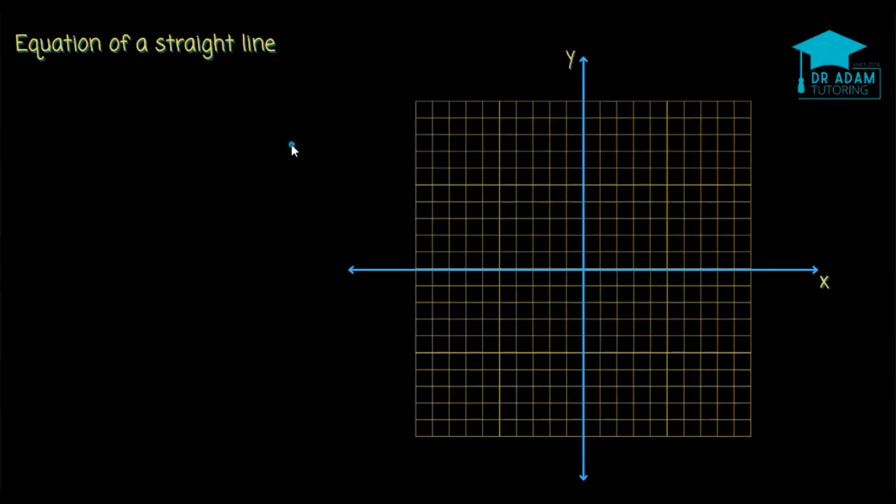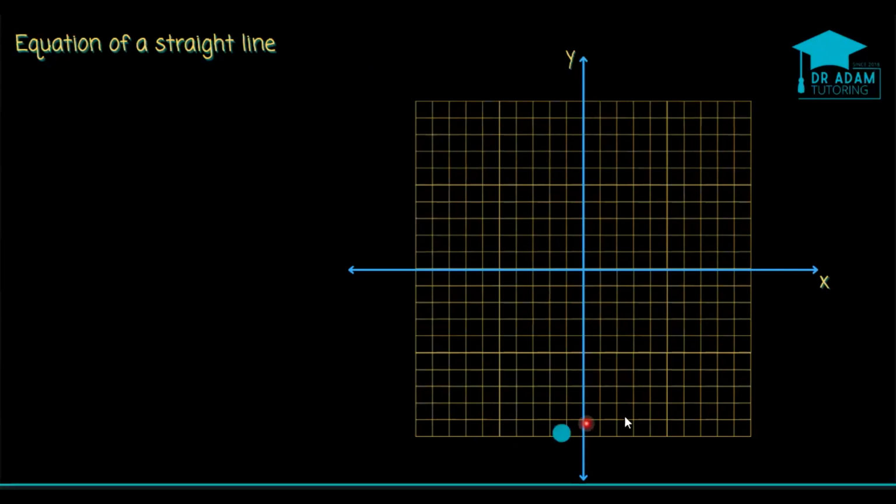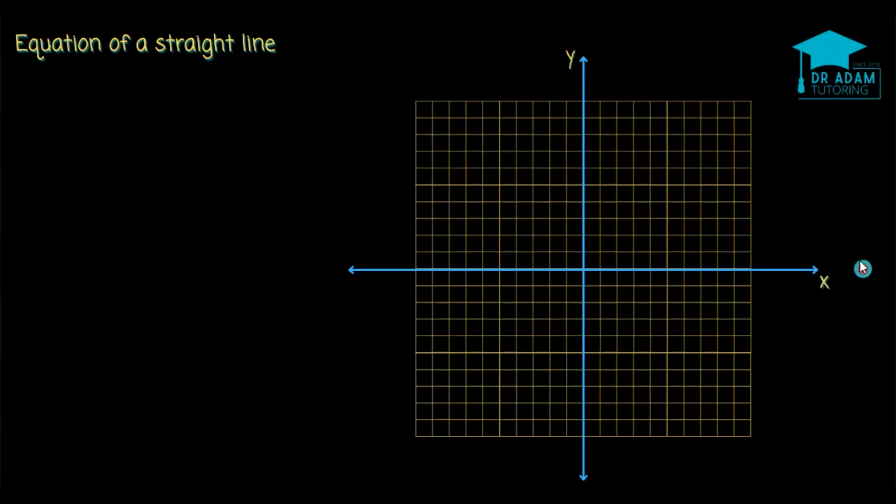We're going to look at the equation of a straight line. Whenever we draw a straight line on a set of Cartesian axes like so, we can describe the line using some equation. And the equation of a line describes how the x coordinate of any point on the line is related to the y coordinate.